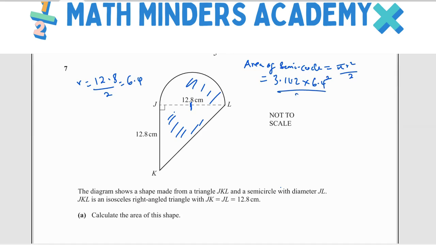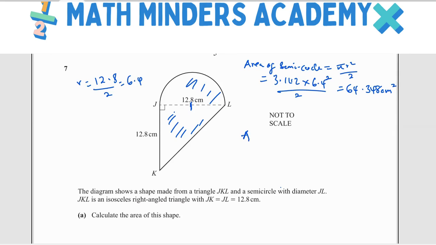Then all over 2. And this is going to give us 64.348 square centimeters, if you use your calculator to work on that. So that is for the semicircle.